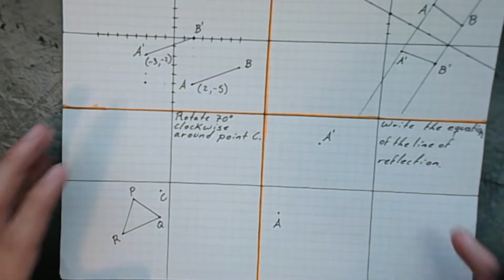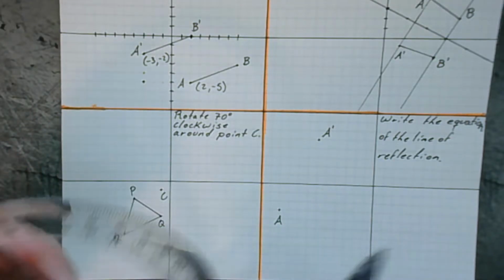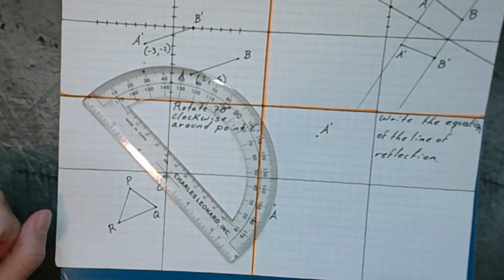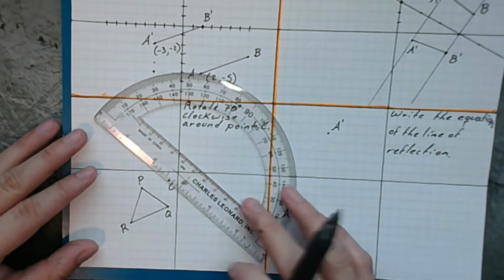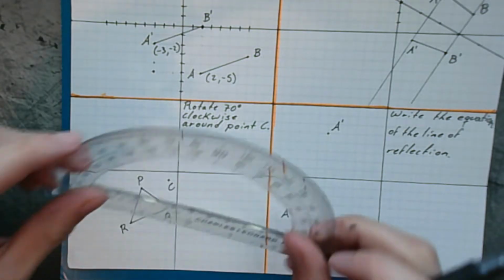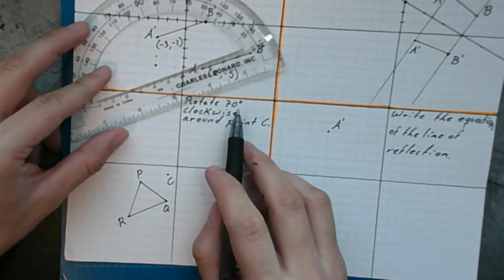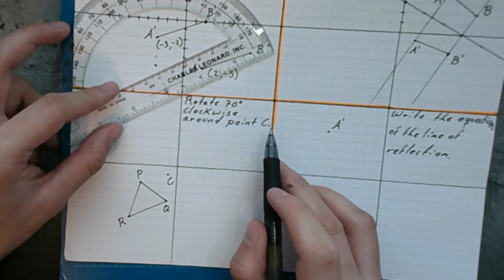Yes. All right, let's go to the next problem, the rotation. For the rotation, I'm sorry, there's no shortcut. You have to use the protractor. Well, there is a shortcut, but the shortcut only works for rotations that are 90 degrees, 180 degrees, 270 degrees. But when you're asked to do a rotation of 70 degrees, there's no way around it. You need this. So I want to rotate 70 degrees clockwise around point C.